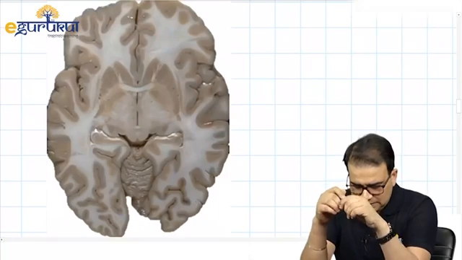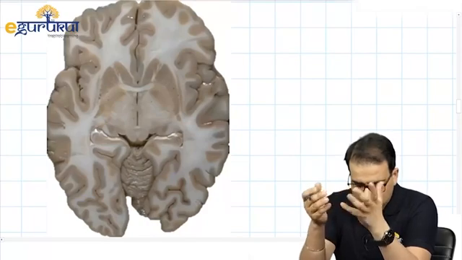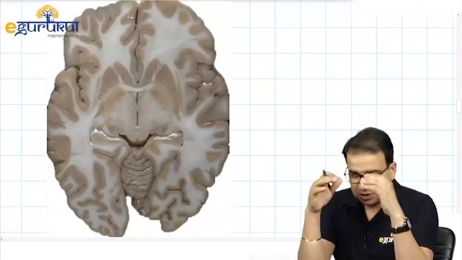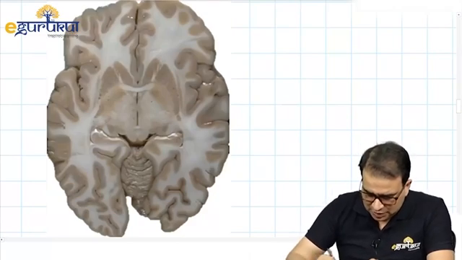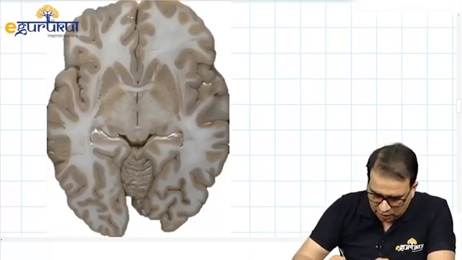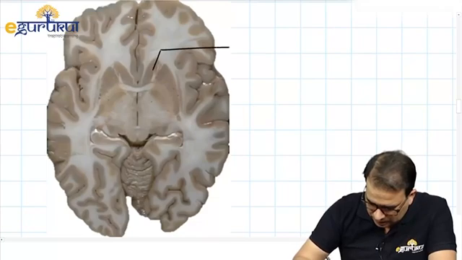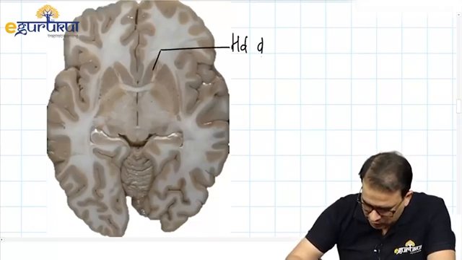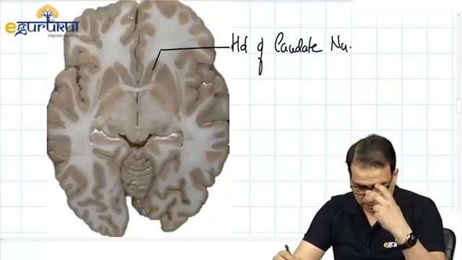What changes can I see here? I cannot very clearly appreciate the anterior and posterior limbs of the internal capsule and all that. I cannot very clearly see the thalamus here. So this section is quite low. It's obviously below the thalamus. What I see in this section, once again, is the head of the caudate nucleus. This is the head of the caudate nucleus.